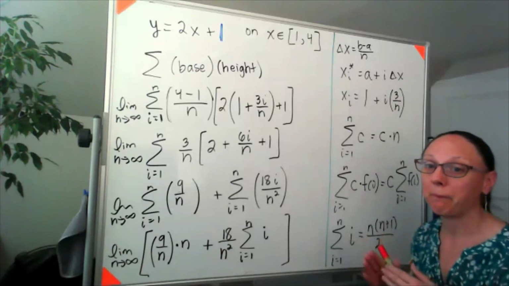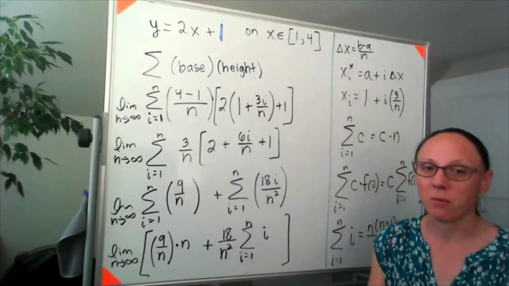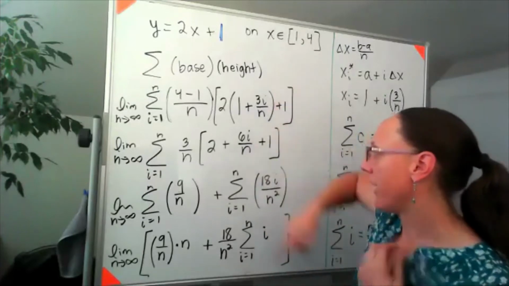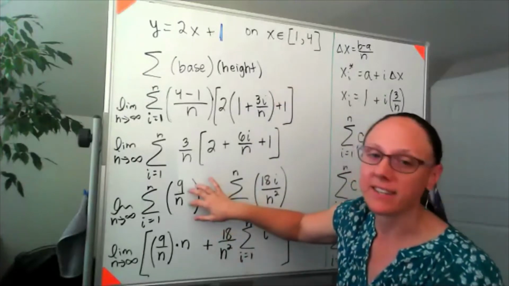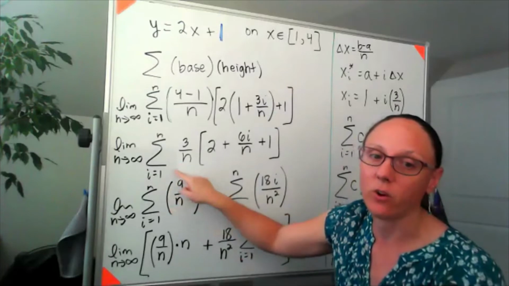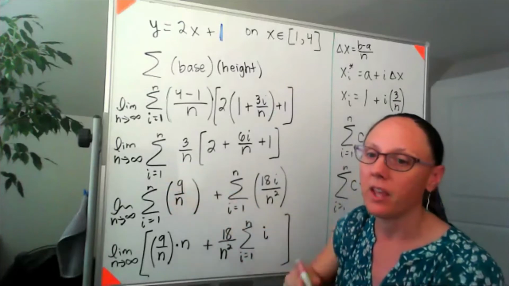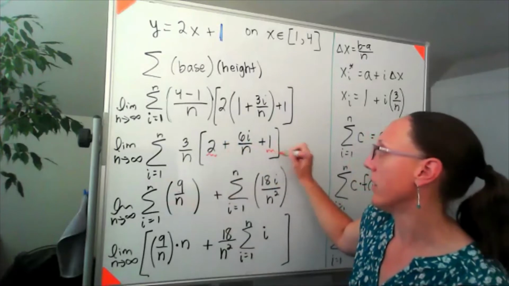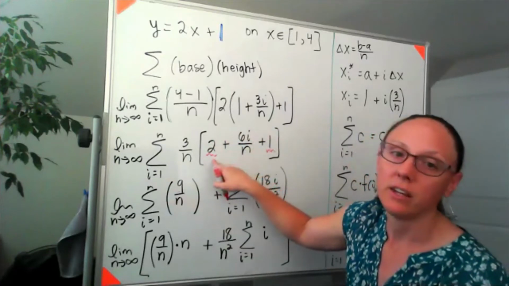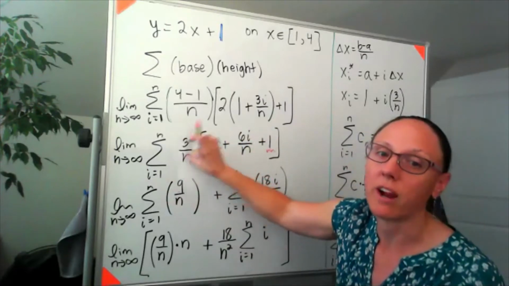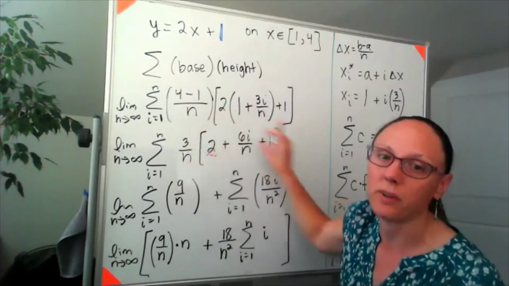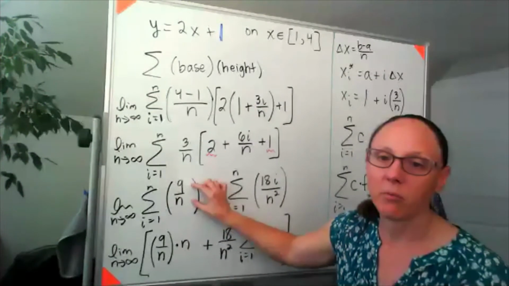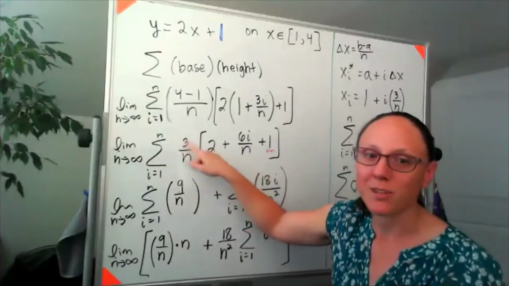And I'm going to pause and answer a question that came up in the chat first. I can't quite tell which line the question is on, but I think it's this one and where this 9 over n came from. I combined the 2 and the 1 to get 3. And then I multiplied the 3 over n in. I distributed the 3 over n in. So that's where my 9 over n came from. It's really 3 times 3 over n.